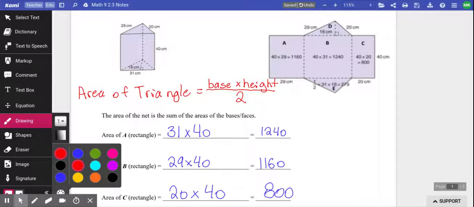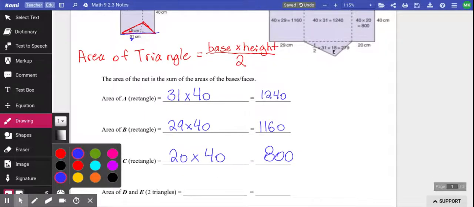So if we want to figure out the area of the triangle, let's do the bottom one first, because that seems like the easiest one. Remember when we're talking height, we're talking from the top of the triangle straight down. We don't want to do slant heights. So for us, the height is 18. The base is across the bottom side, which is 31. So our height was 18 times our base, which is 31, divided by 2.